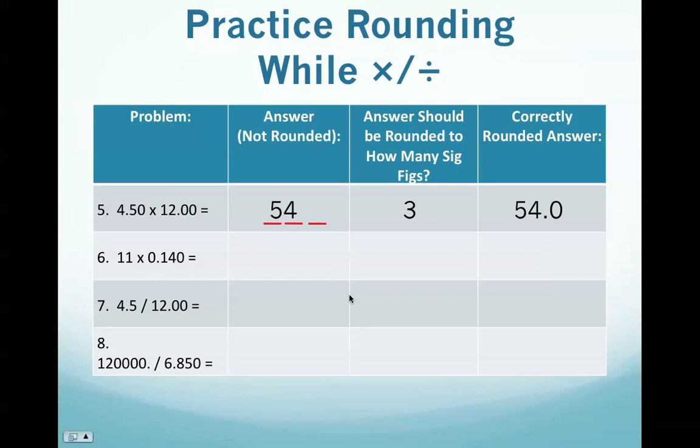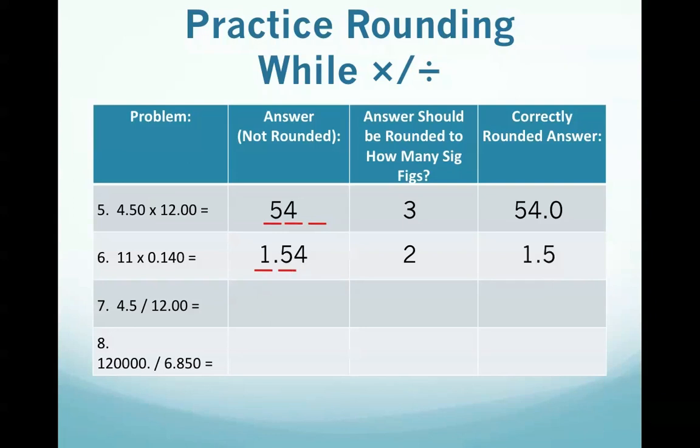For number 6 in my calculator, I get 1.54. In my numbers, I have 2 sig figs for 11 and 3 sig figs with 0.140. So I only want 2 sig figs in my answer. So I'm going to count over from the left and show that I have 1.5. Make sure you still round that 5 to the correct place, because this 4 is less than 5. I keep it at 1.5.